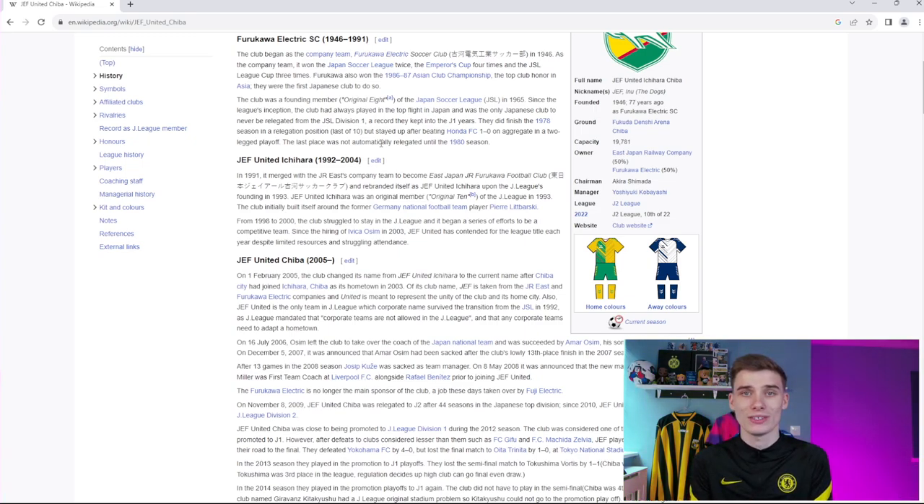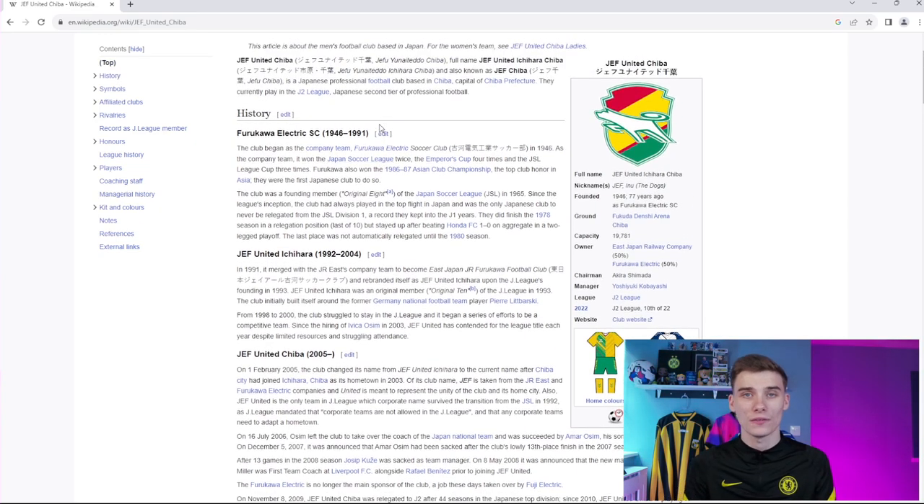But yes, your job with this team will be to take them from the second division into the first, and then from there you want to win the Asian Champions League yet again. Now, they've got a 20,000 capacity stadium, and on top of that, they were actually one of the original 10 J-League clubs when it was founded, so there's a lot of history there, and hopefully you can deliver some success to the club. Team number four, we're looking at Shimizu S-Pulse.